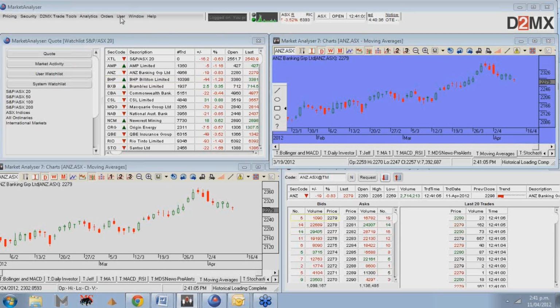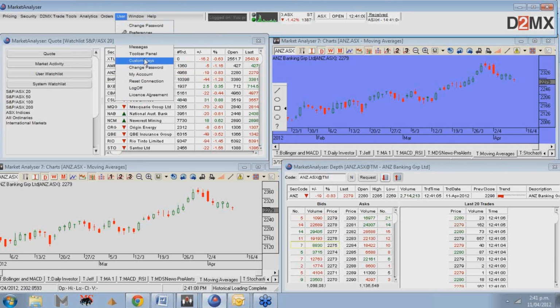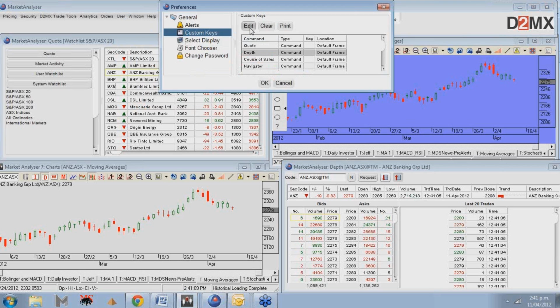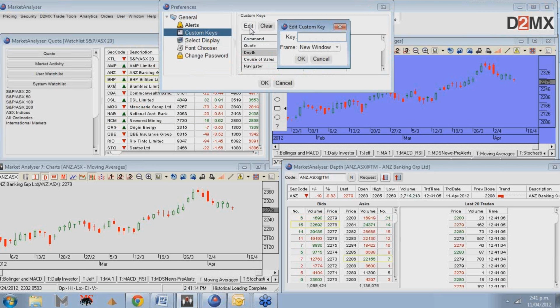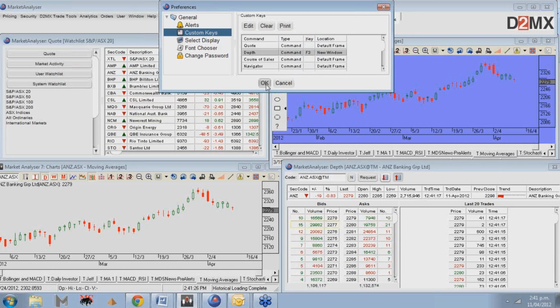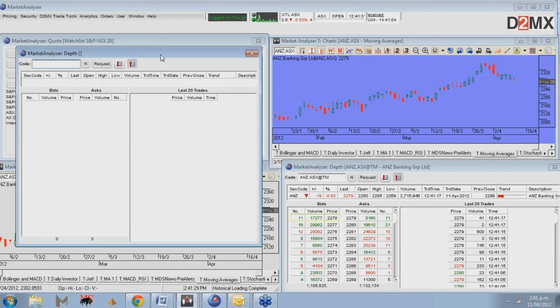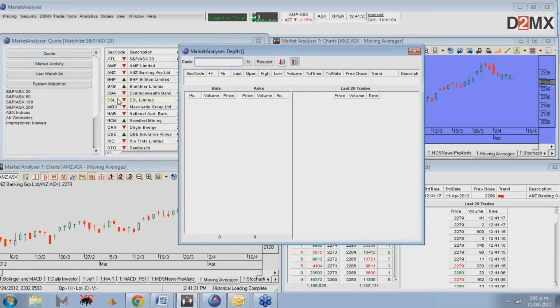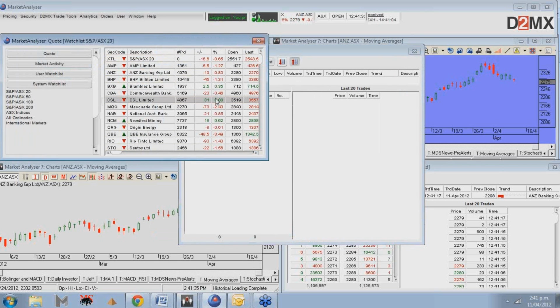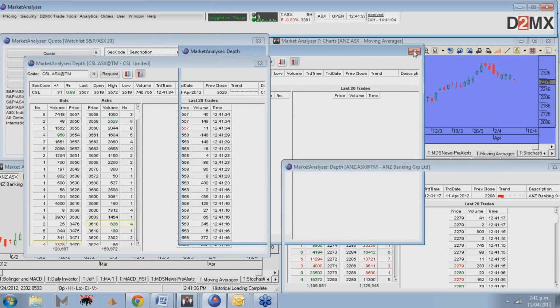And we come back in here, User, Custom Keys, and we'll edit just depth, for example. You can't type in here, but you can press the F function keys, F2 or F3 for this, and it will automatically put that in. So I didn't type that in, I pushed the F3 key. Tell it OK, and OK again. Now F3 will bring up market depth. And I'll click on a share, F3, and there's the market depth for that share.